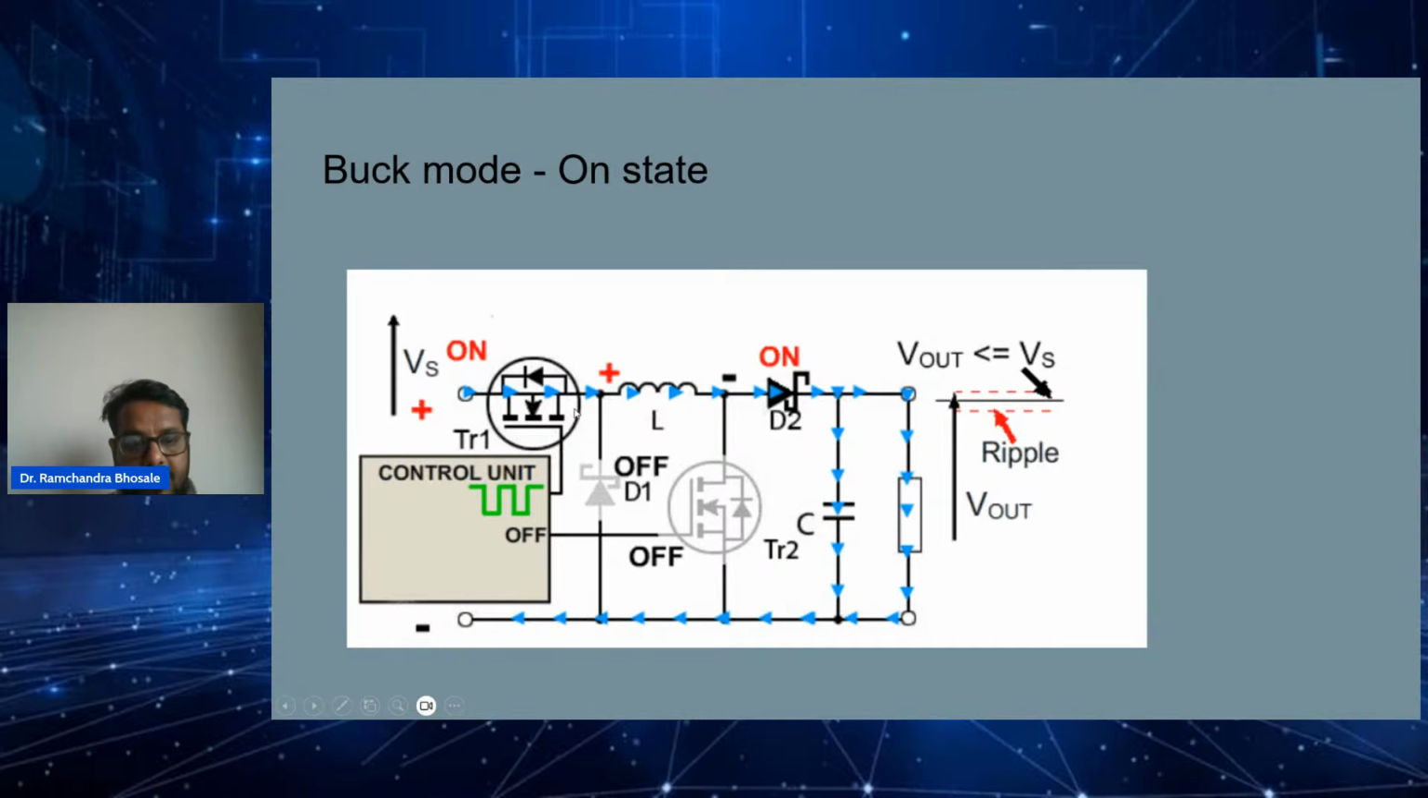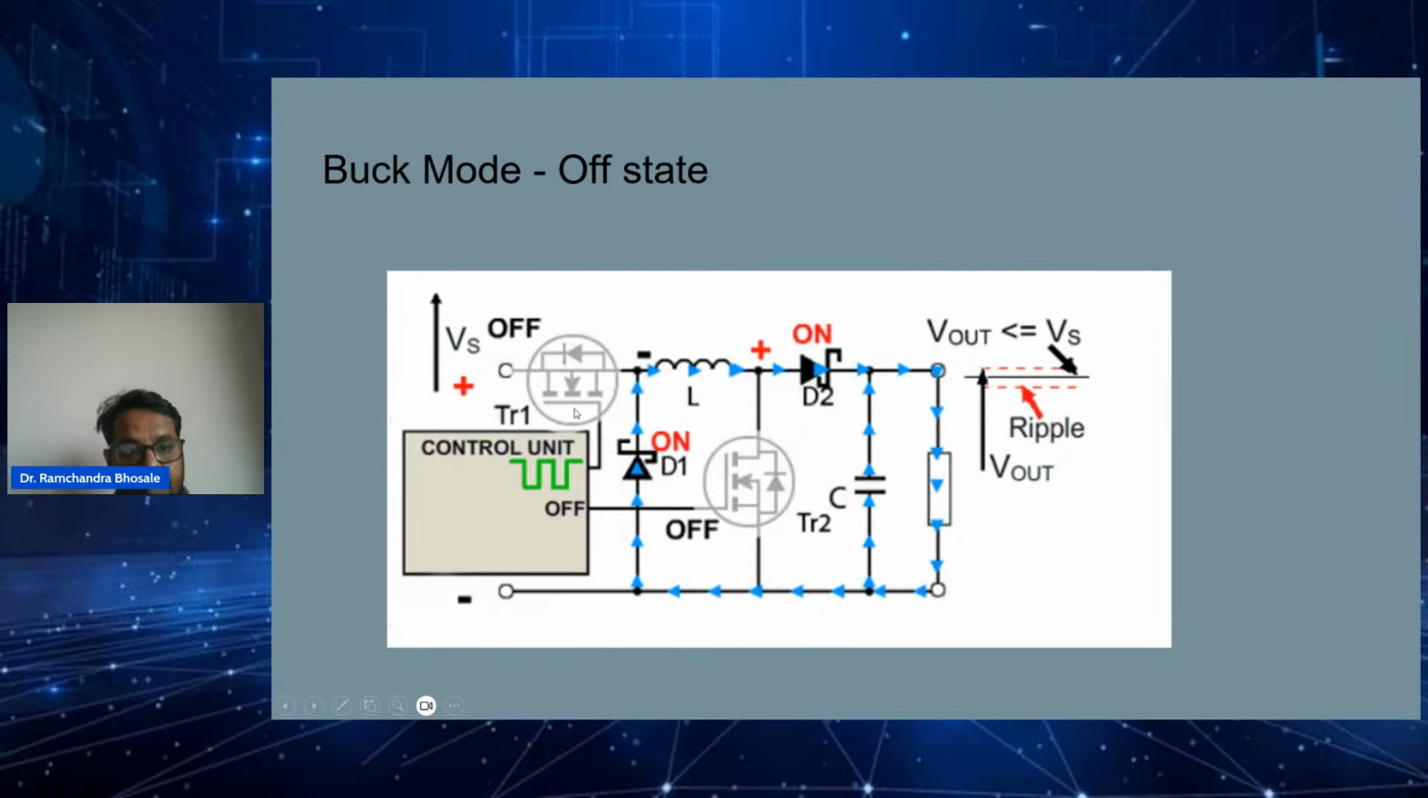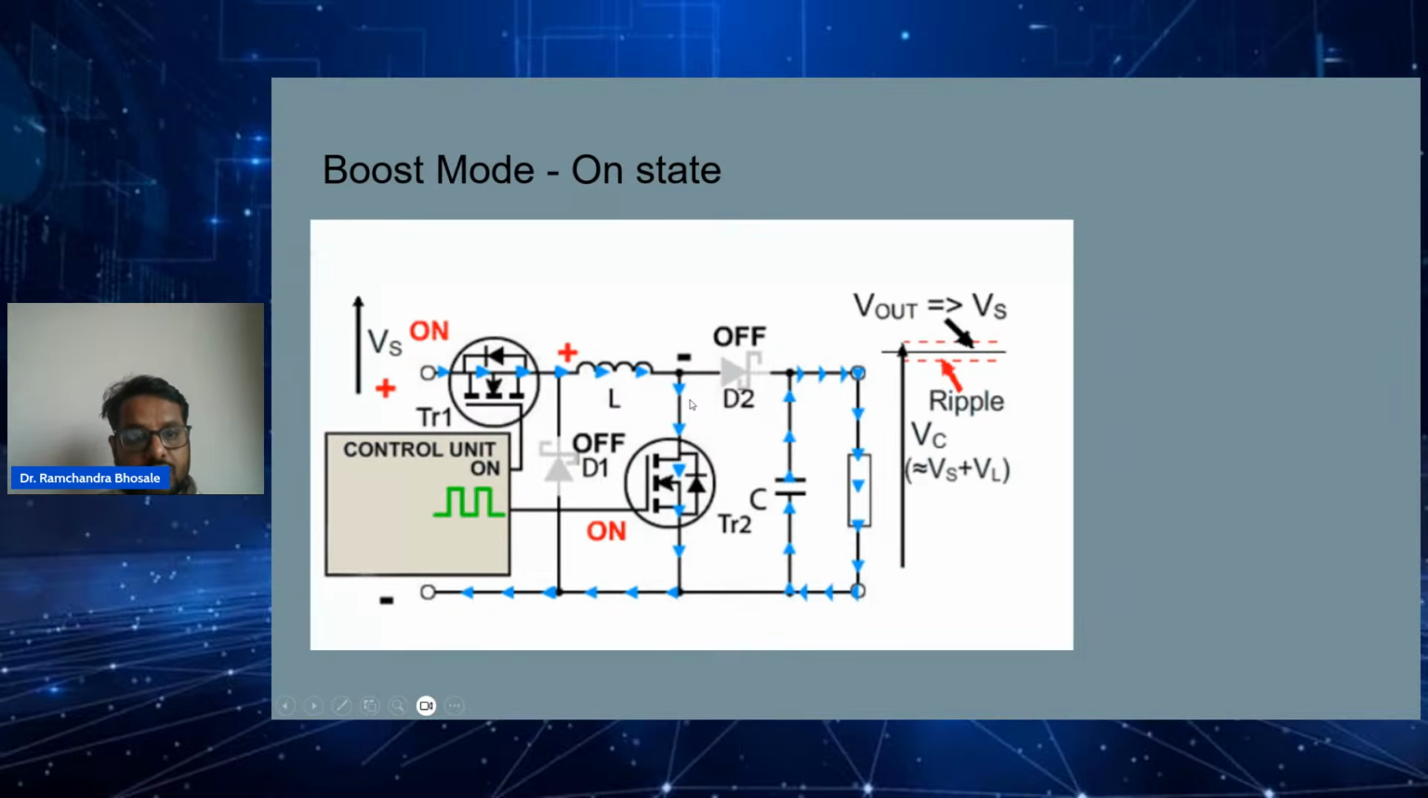Okay, but when you turn off this MOSFET, what will happen? This inductor will have stored energy, which will freewheel through this diode, and it will flow like this. So you will get operation like a buck mode. So when you want boost mode, what will you do? You will turn on this MOSFET, and you will be giving switching pulses to this MOSFET.